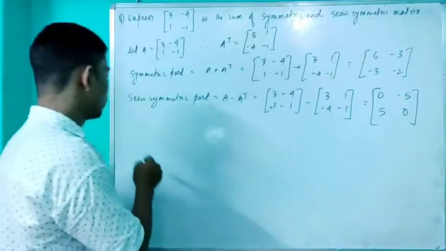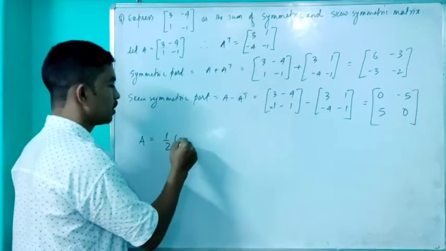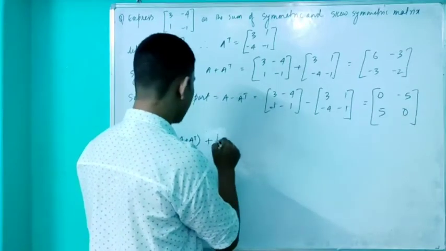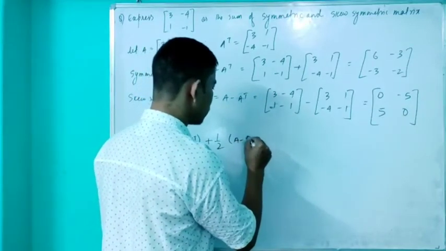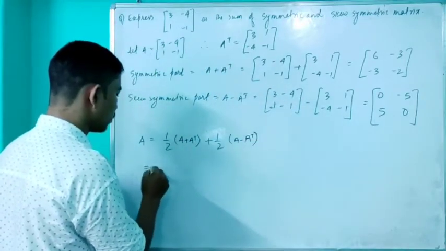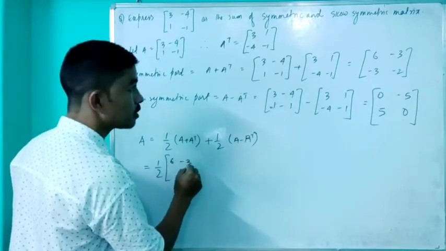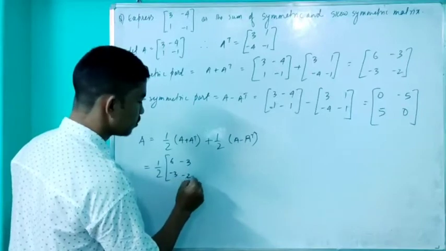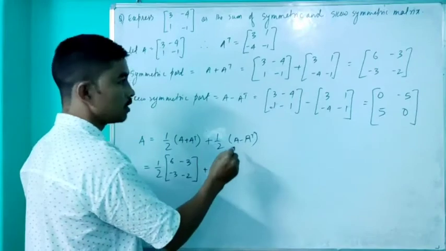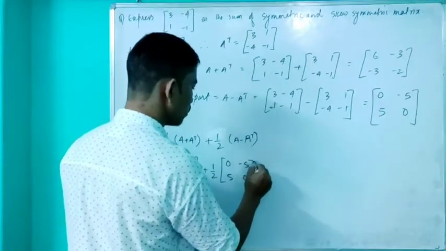Okay, so now the matrix is expressed as half of the symmetric part, that is A plus A transpose, and then the second one is plus half of A minus A transpose. So just substitute the values, you will get half into [6, -3; -3, -2], and the second part is half into A minus A transpose, which is [0, -5; 5, 0].